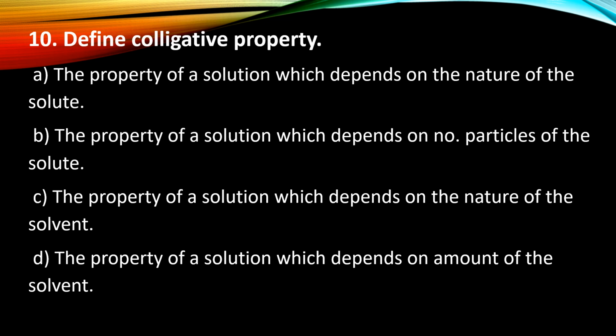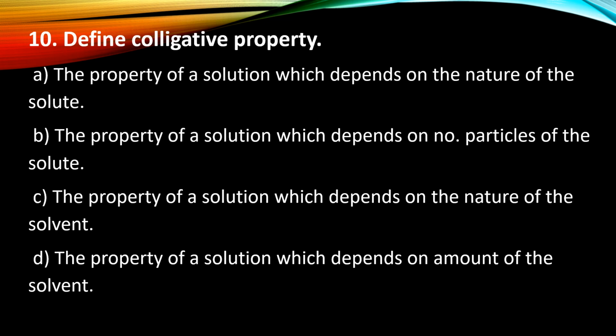Question number 10. Define colligative property. Here are the options for you, students. Option A, property of a solution which depends on nature of the solute. Option B, property of a solution which depends on number of particles of the solute. Option C, property of a solution which depends on the nature of the solvent. Next, option D, property of a solution which depends on amount of the solvent.